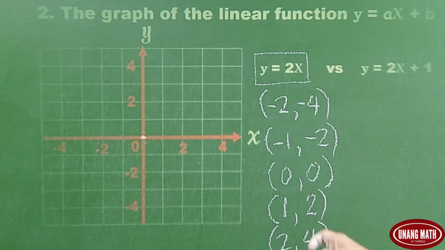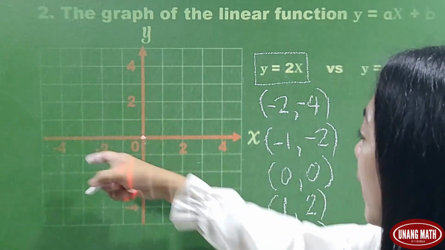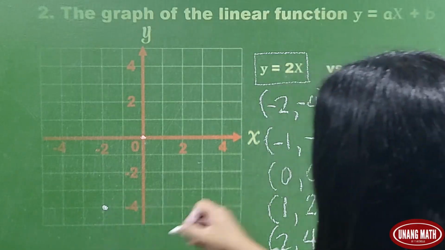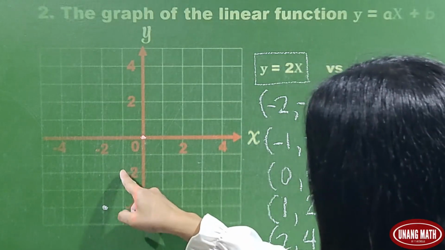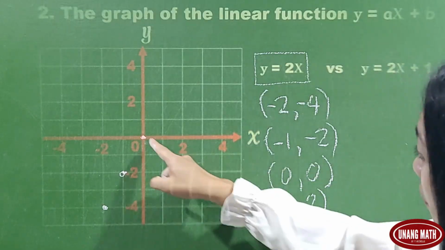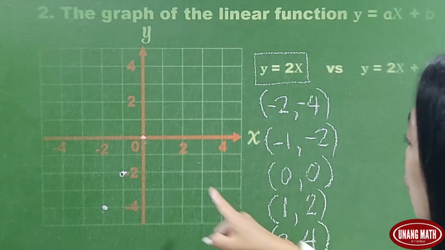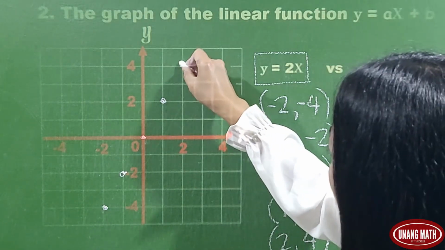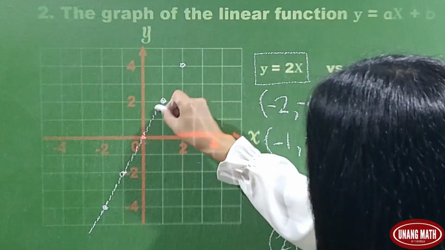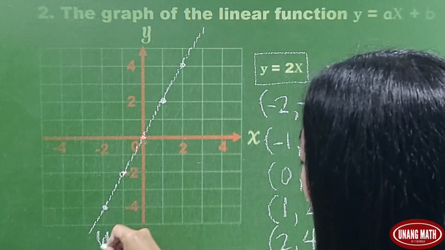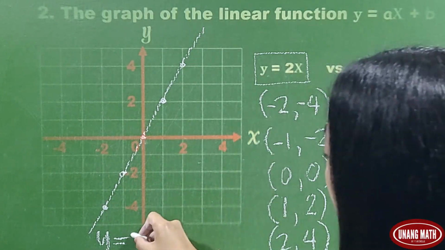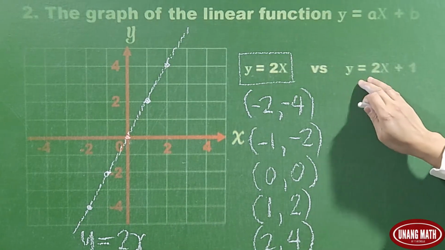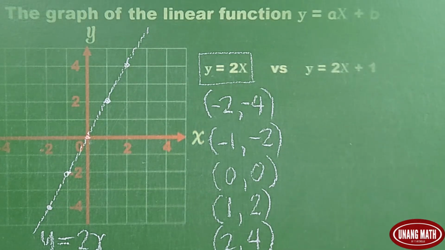Okay, let's plot these points in our coordinate plane. This is negative 2, negative 4, so this point. Negative 1, negative 2, this point. 0, 0 is at the origin. 1, 2 is this point. 2, 4, this point. Okay, connect these dots. So this is now the graph of y is equal to 2x. Okay, how about y is equal to 2x plus 1?